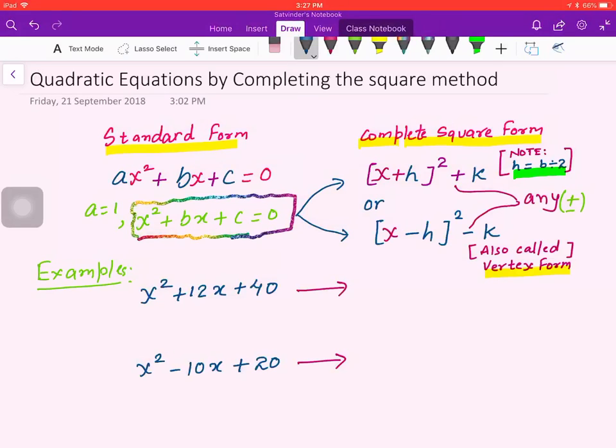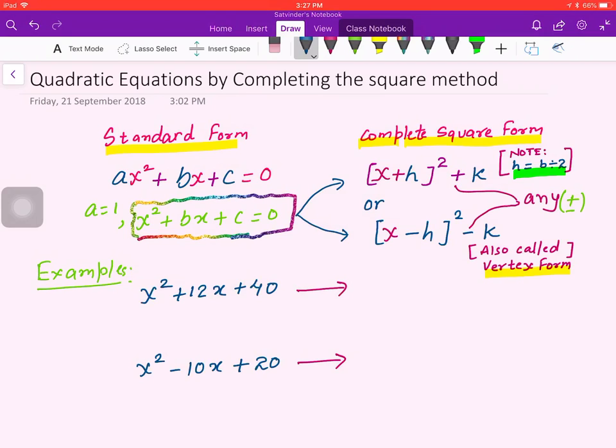Hi guys, welcome back. So today it's quadratic equations by the completing the square method. I think you know how to convert any standard form of quadratic expression into the complete square form. If you don't know, maybe we can revise again within a few minutes.